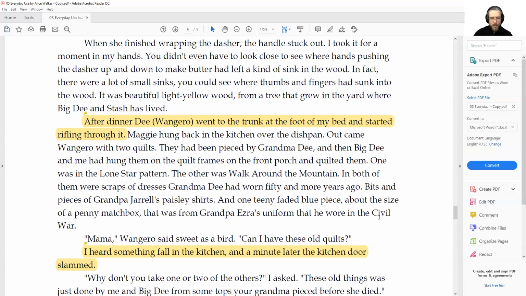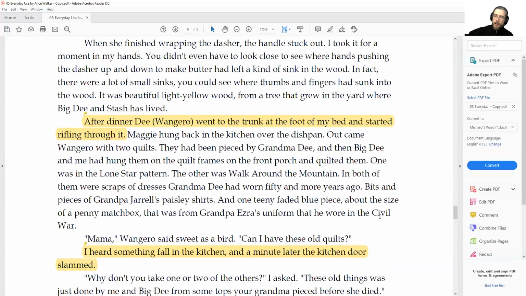Mama, Wangaro said, sweet as a bird, can I have these old quilts? I heard something fall in the kitchen, and a minute later the kitchen door slammed. We learn here that Maggie is emotionally affected. She's distraught at this request, because those quilts were promised to her. They were given to her by her grandmother. She helped her grandmother to knit them. She learned how to knit from her grandmother. So she has this intimate connection to her real and true heritage.